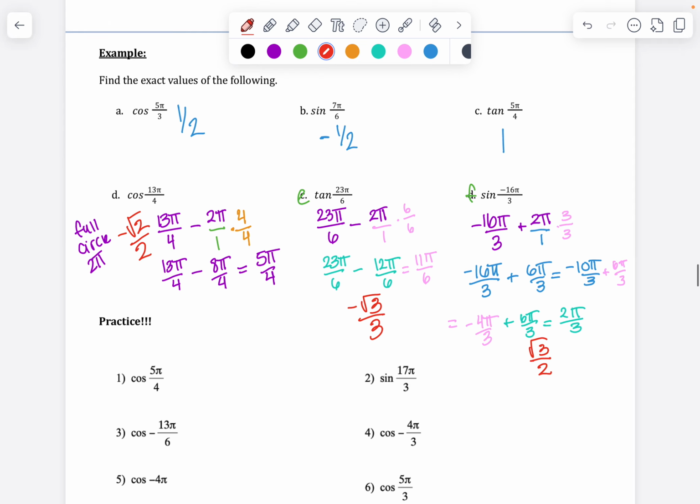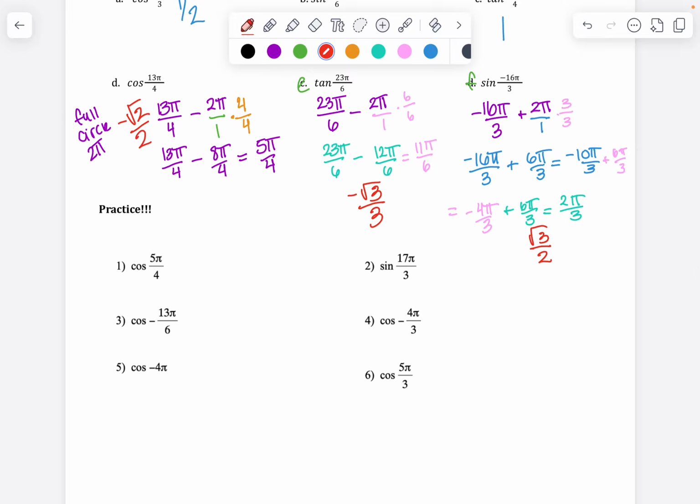All right, so you're responsible for trying these last 6 problems. If you want to check answers, I will bring answers tomorrow, but just do the best you can on here. And then when you're done, the only other thing that you're working on today is homework 5.